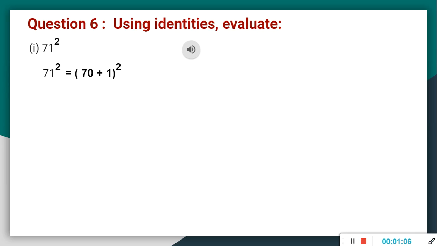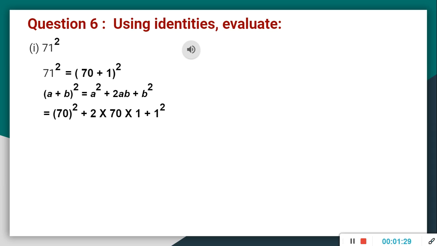That means here we have A and B, that is A plus B whole square. That is our first identity. So in this question we are using our first identity, A plus B whole square, that is equal to A square plus 2AB plus B square. So here A is 70 and B is 1. So 70 whole square plus 2 into 70 into 1, that is 2AB, plus 1 square, that is B square.